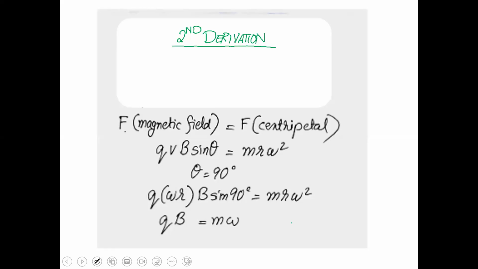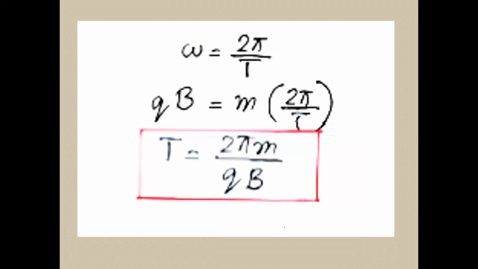Now you have to remember, what was the equation for time period? What was the formula for omega? Omega is equal to 2 pi upon T. If we replace it, we get a formula for capital T.